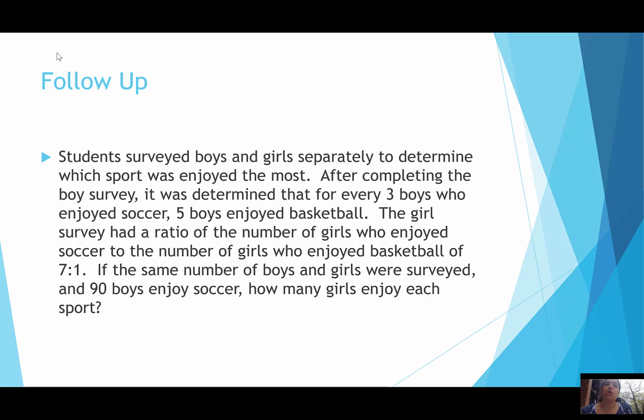So my recommendation, make a ratio table for the boys and for the girls. Do not forget totals, a total column, or make a tape diagram and then include a total as well. Now would be a great time to pause the video and try and solve this problem on your own.